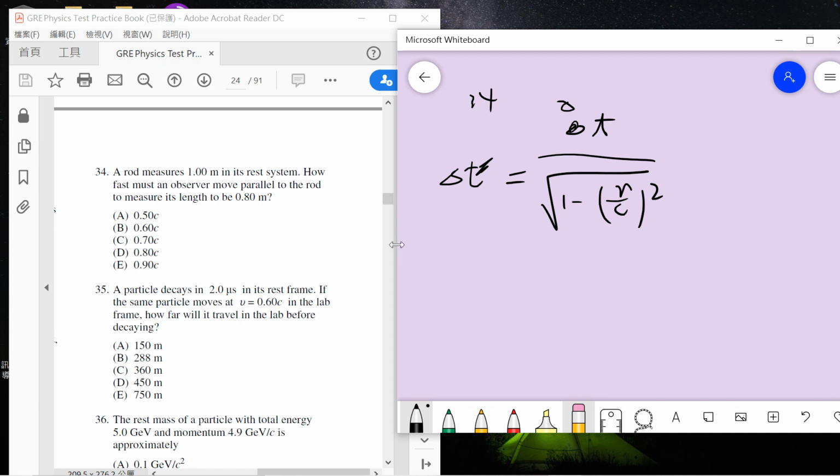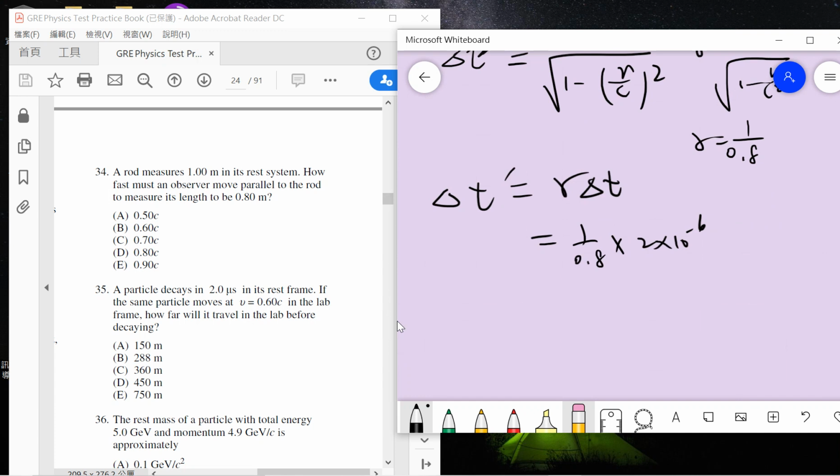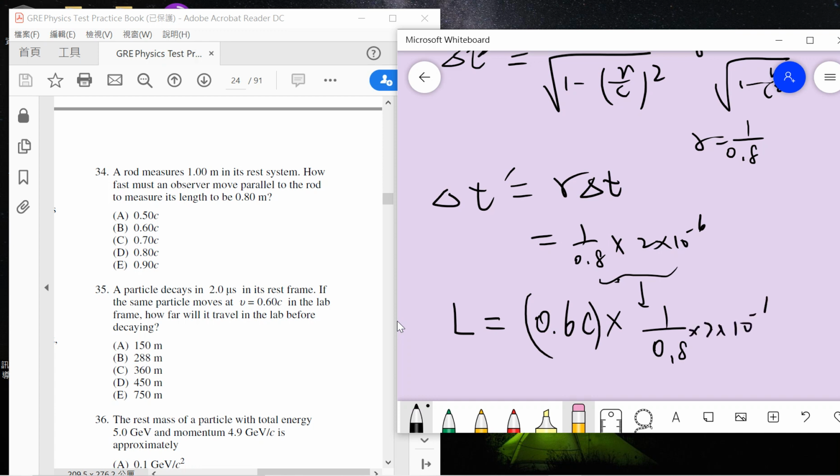Okay, so special relativity. We need to first solve for this delta t prime. By the way, we use gamma is this. So delta t prime is gamma times delta t, and we know that when v is 0.6, gamma is 1 over 0.8. So this is 1 over 0.8 times 2 times 10 to the negative 6. And the distance it travels is the speed, 0.6 c, times this one. And c is equal to 3 times 10 to the 8. So the answer is this one, 450. So the answer is D.